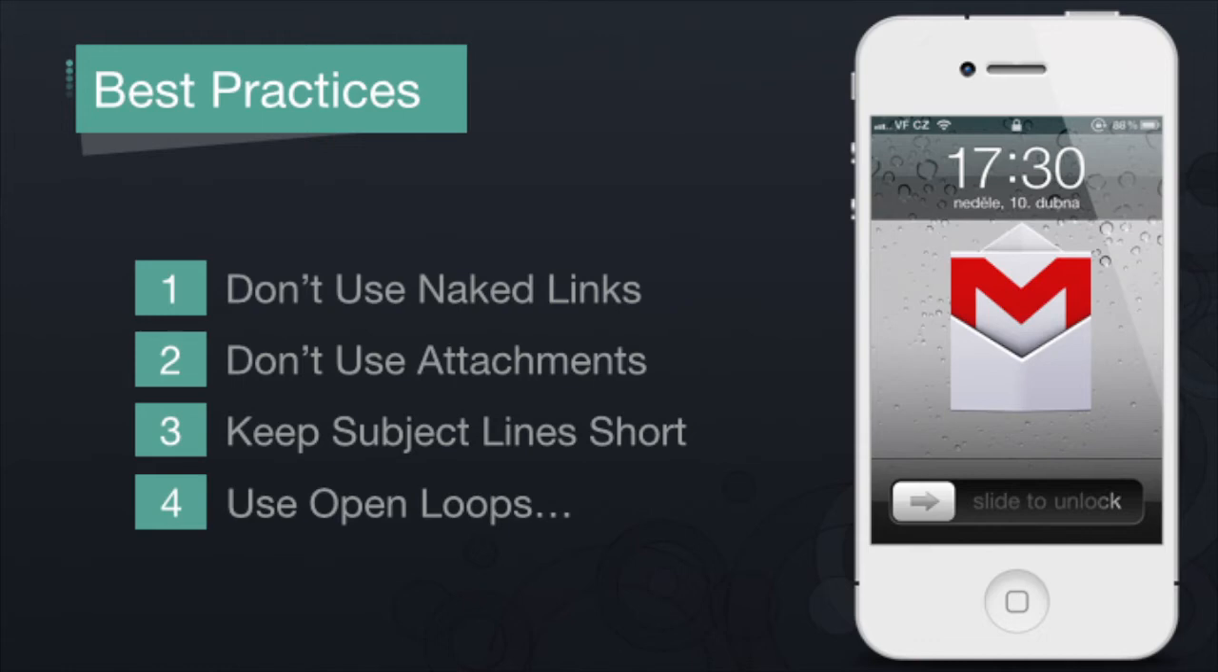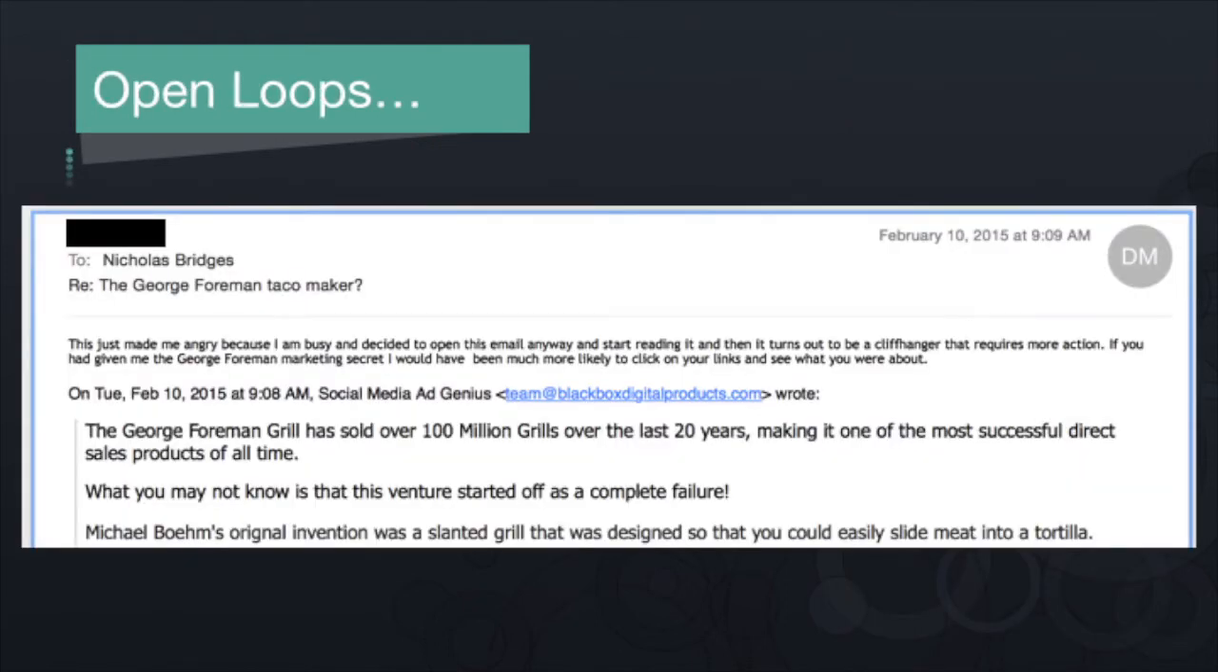So the more curiosity that you can create, the more you're going to have a chance of people opening your emails. And you also want to use open loops. So, what is an open loop? An open loop just means that it's like a cliffhanger. In other words, a very common open loop is if you watch a television show, and right when something really interesting is about to happen, they cut to commercial.